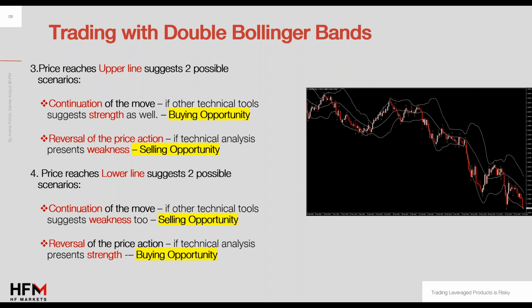Or in the case that it breached the lower line, again, this might mean two things. Either that it has been oversold, so it might reverse to the upside, so that could be a buying signal, or if it's in a downtrend and extends further to the downside, touching its lower line again and again, it might be a selling signal.